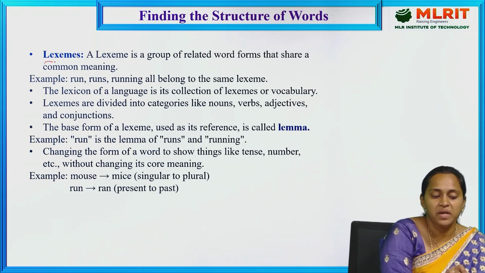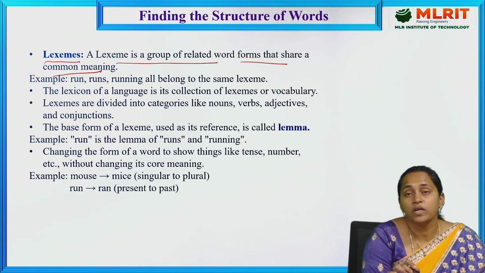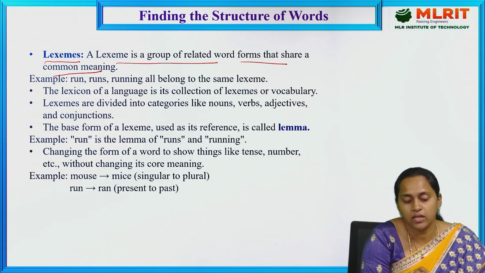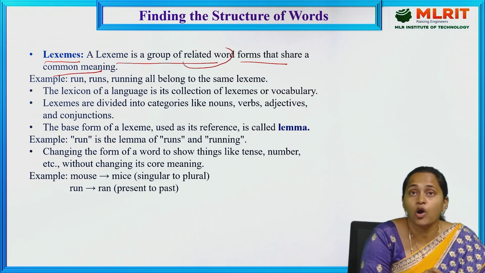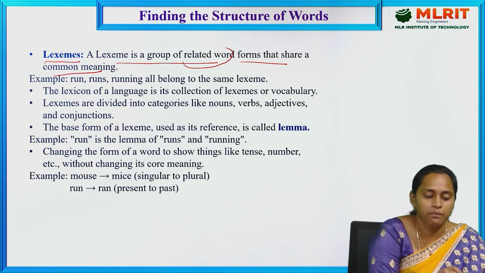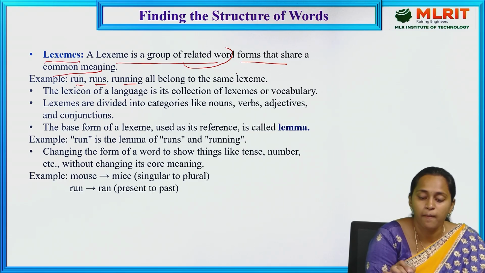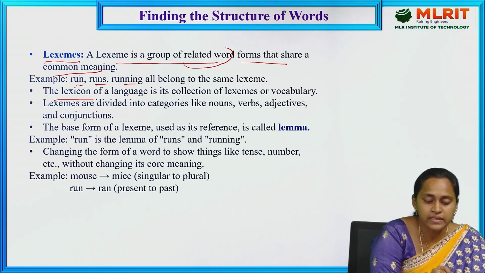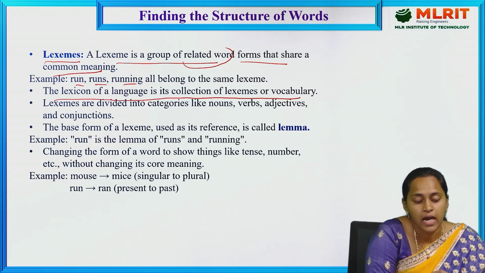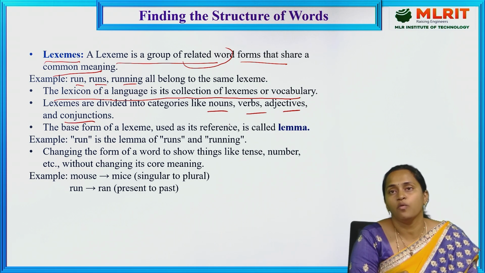Next, lexeme. What is the meaning of lexeme? A lexeme is a group of related word forms that share a common meaning. That means the words share the same meaning. Example, see here: run, runs, running. All are related to the same meaning, right? The lexicon is a language's collection of lexemes or vocabulary. Lexemes are divided into nouns, verbs, adjectives and conjunctions.